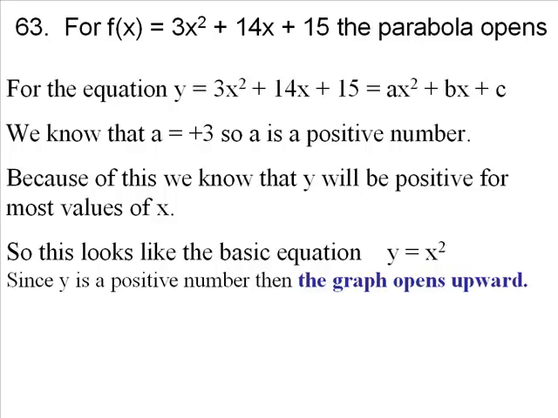If you'd had a negative 3x squared, it'd be going down, because y would be a negative 3 times some positive number, which would be a negative number. All right. It's the number in front of the x squared that determines whether it's going up or down. So since you had a plus in front of the x squared, it's going to go upward.